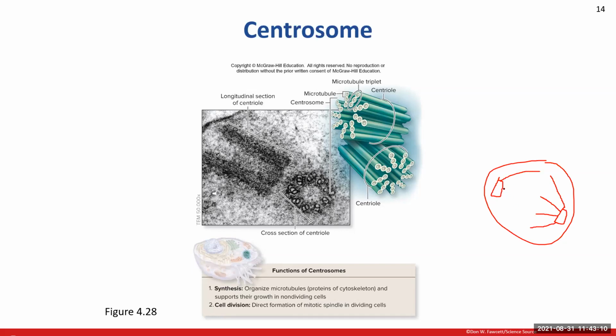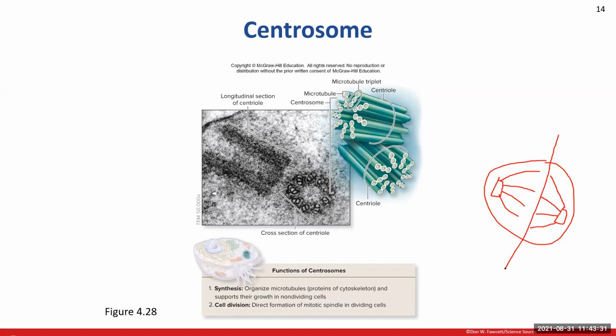And these spindles would basically pull at the center of the cell and split the cell down the middle, making two new cells. And that's what the mitotic spindle does. And that's what the centrosomes do. So they also have another function, okay?